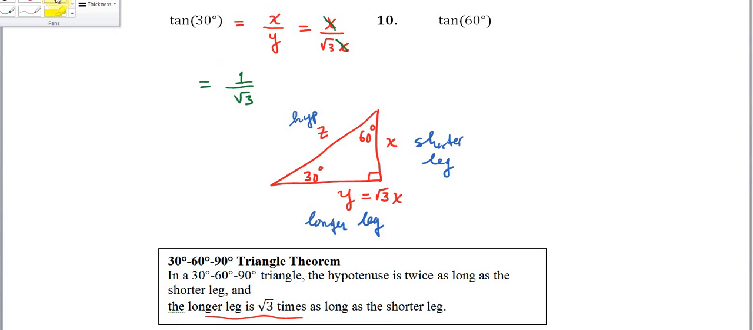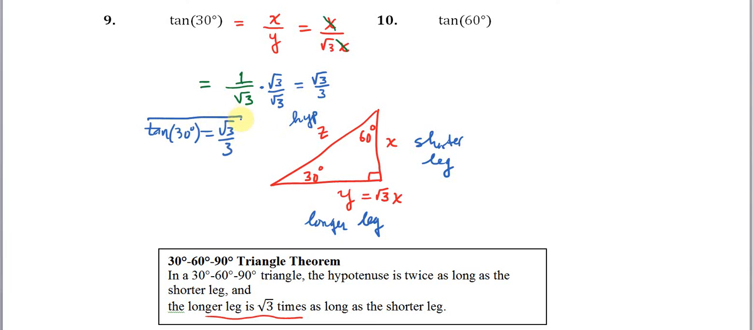To make this into simplest radical form, we're going to multiply by 1, a special version of 1, root 3 over root 3. And once we work all that out, we have the square root of 3 over 3. Okay, so we can say that the tangent of 30 degrees is equal to the square root of 3 over 3. Right? And this is really a type of proof that shows that the tangent of 30 has an exact value, a precise exact answer.